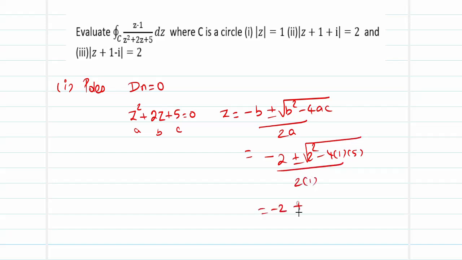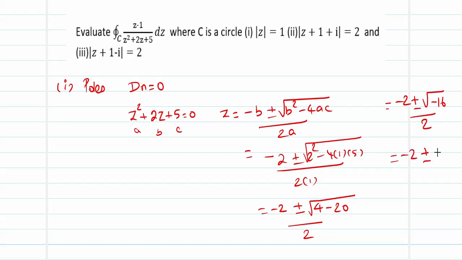So it is minus 2 plus or minus the square root of 4 minus 20, divided by 2. This makes it minus 2 plus or minus the square root of minus 16, divided by 2. What do we know about the square root of a negative number? It is going to be i. So I have i with the square root of 16 standing for 4, divided by 2. The 2 can be cancelled on each side. I have the poles equal to minus 1 plus or minus 2i.